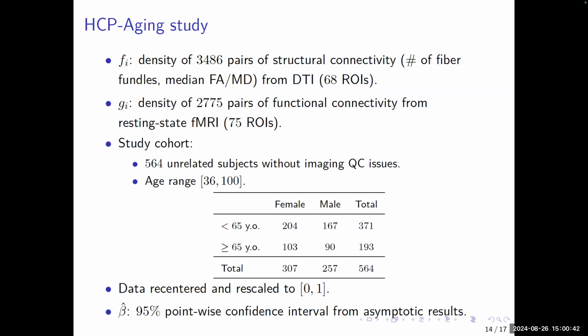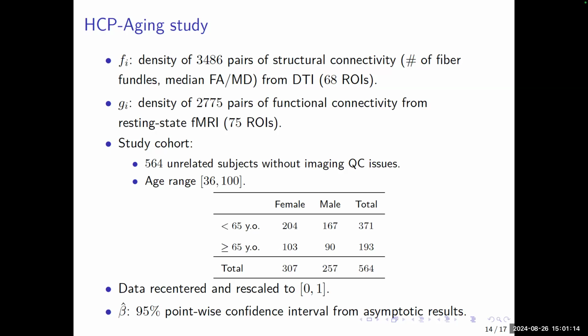So then we go to the HCP aging study. We have the density functions from structural connectivity of DTI and also the functional connectivity from resting state fMRI. The DTI structural connectivity density is the predictor, and the resting state fMRI density is the outcome. We look at the data and split into two age groups by the 65 years old cutting point, and also fit the model to male and female separately, to see if there's any difference.